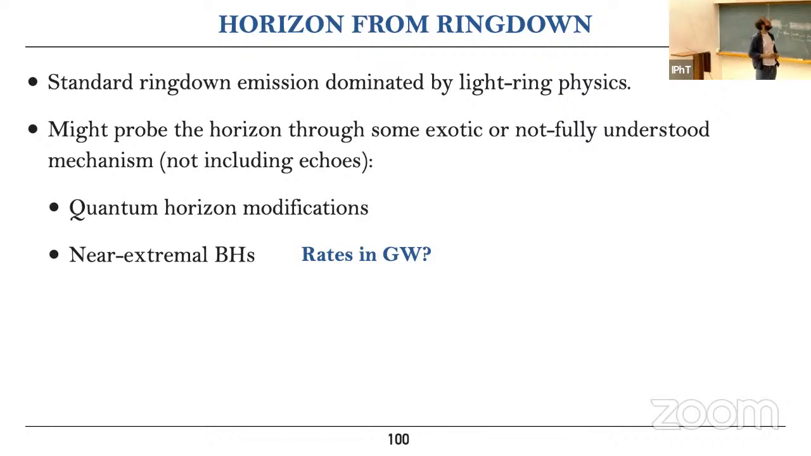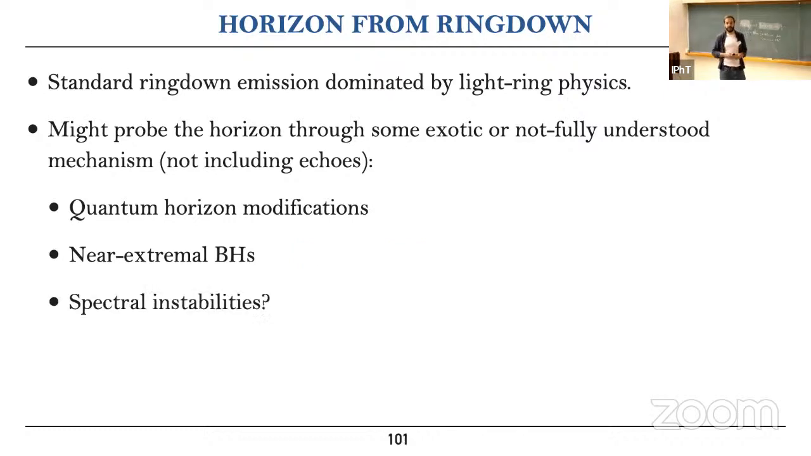So I think we are going to hear more about near extremal black holes. The question here is the rates in gravitational waves. We don't know if to expect near extremal black holes, at least in this spectrum. For LISA, for supermassive black holes, you expect much larger spins.